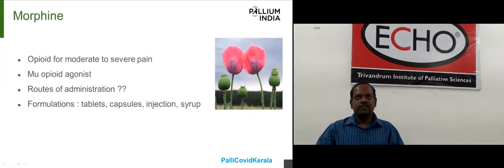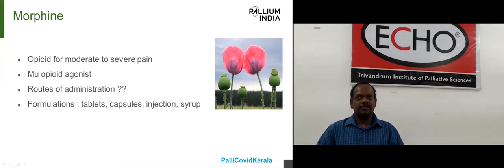Morphine is used to treat severe pain, and it is derived from a plant called Papaver somniferum, or poppy plant, which you can see on the slide. Morphine acts on the mu receptor to provide pain relief. And morphine can be administered through various routes. It can be administered orally, parenterally, intravenously, subcutaneously, epidurally, and intrathecally.